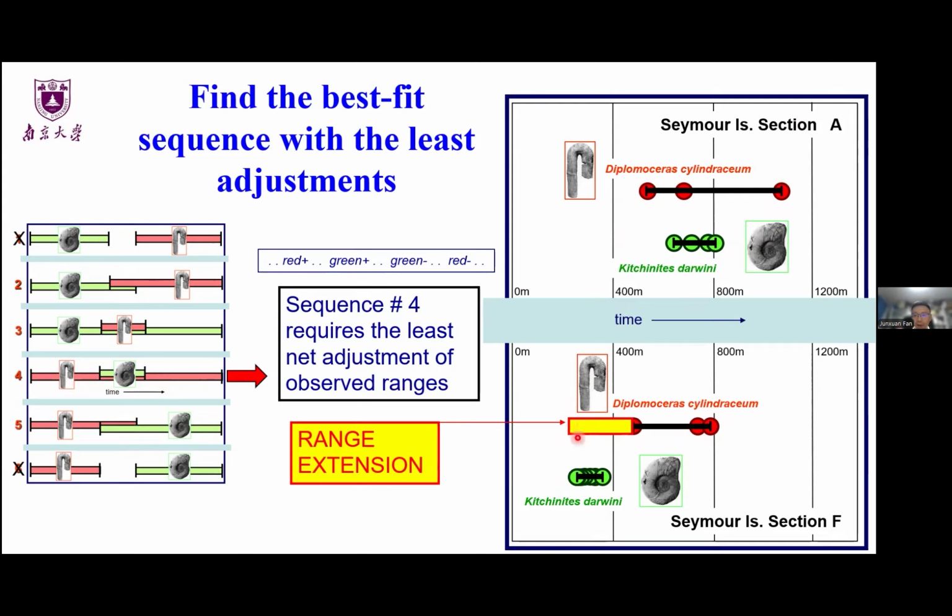We call this range extension a net adjustment if the local observation needs to be consistent with sequence number 4. So we can do it with each of those sequences, and we find that sequence number 4 provides the least net adjustment for the starting data set. So that's a very simple computer science solution for this geological question.